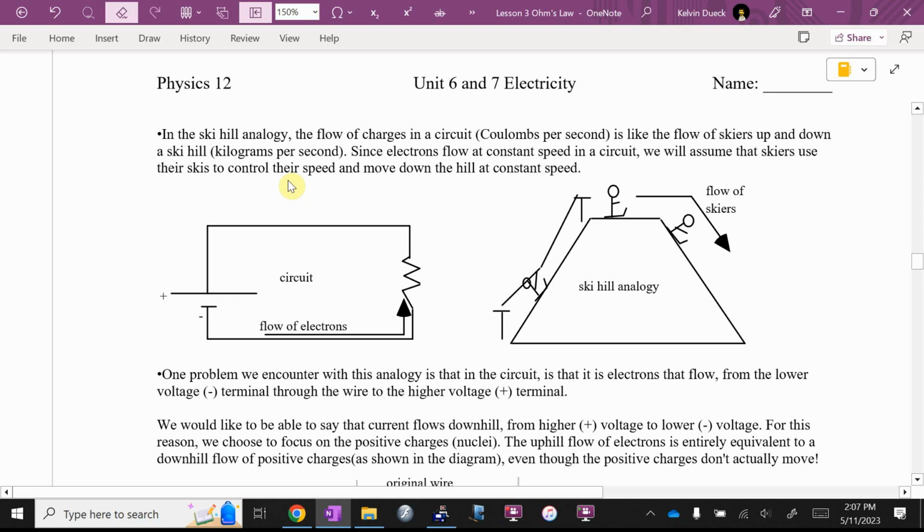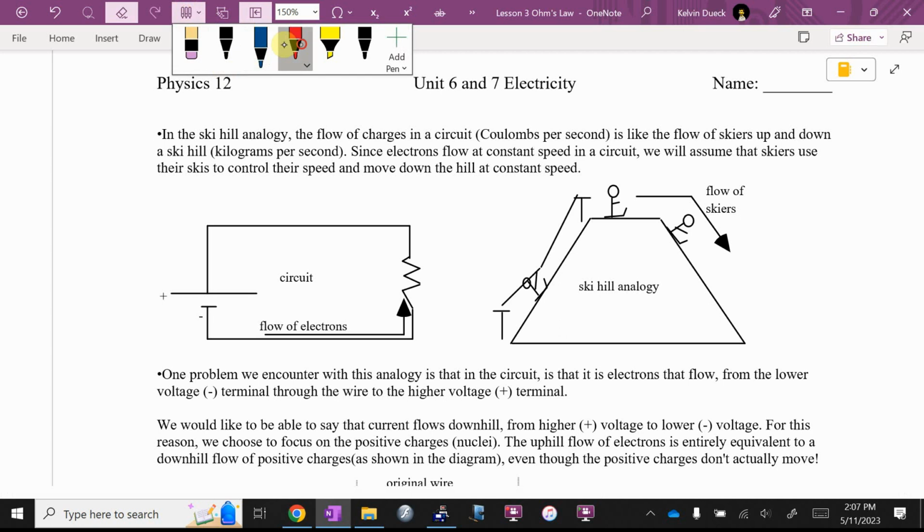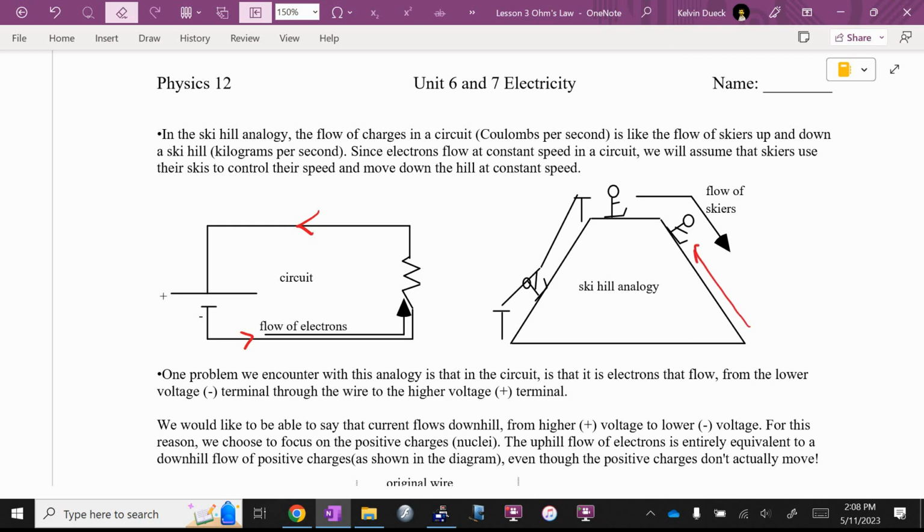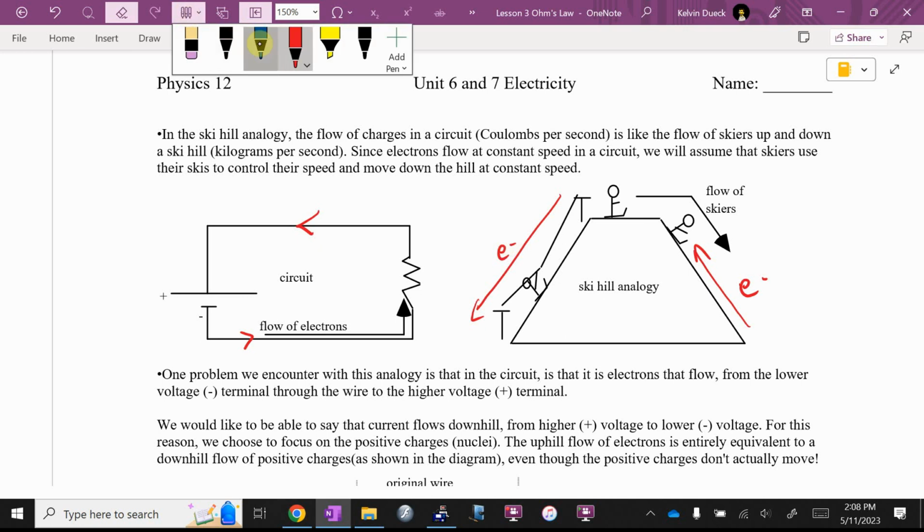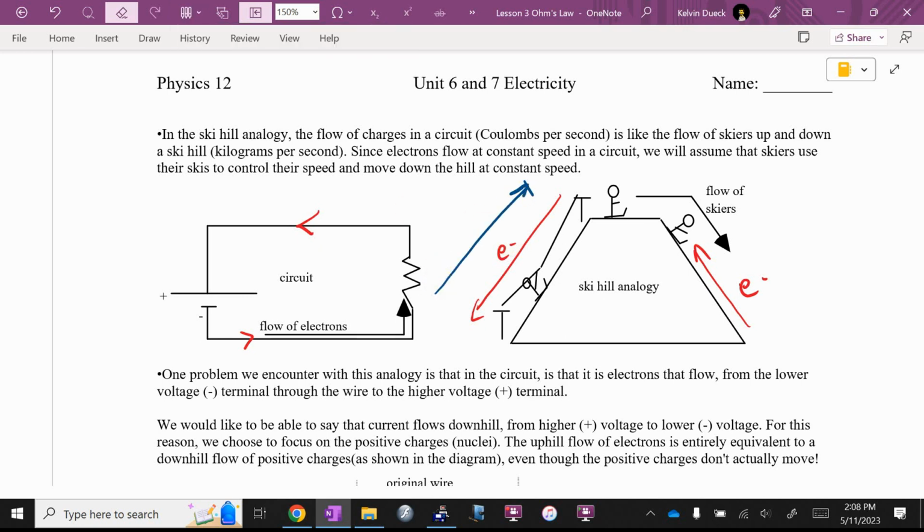There's a problem with this. In a circuit, it's electrons that flow. Electrons flow from negative to positive, because like charges repel and unlike charges attract. But we would like to say that stuff flows downhill. In real life, electrons flow this way up the ski hill, and then they ride the chairlift down. That's the direction of electron flow. But we would like to say skiers go this way, and then they go down the hill.